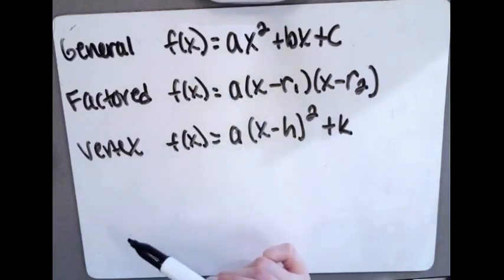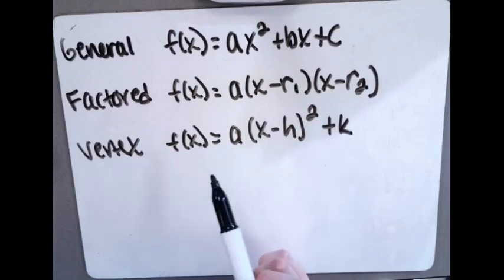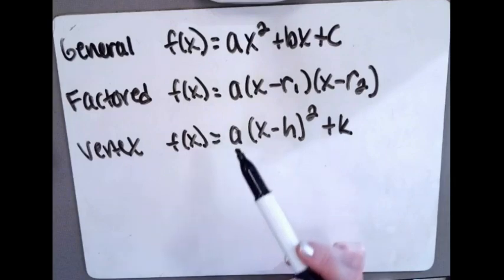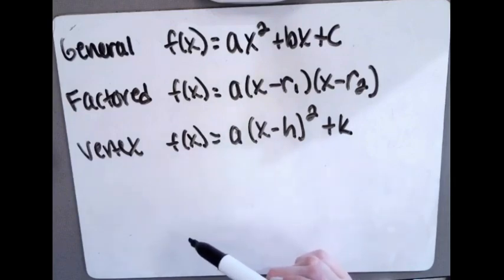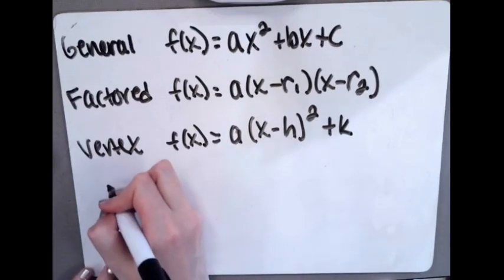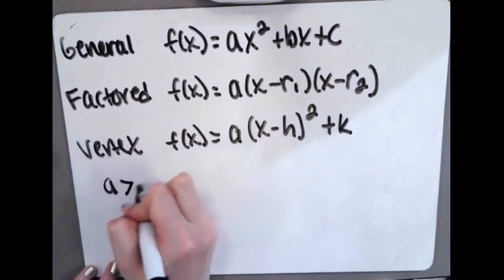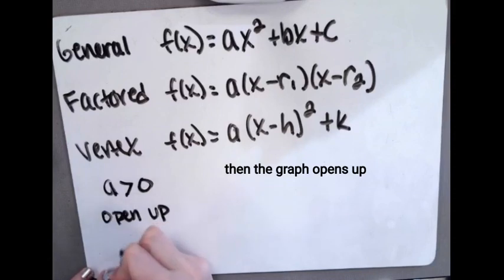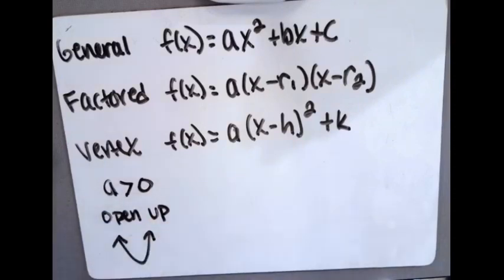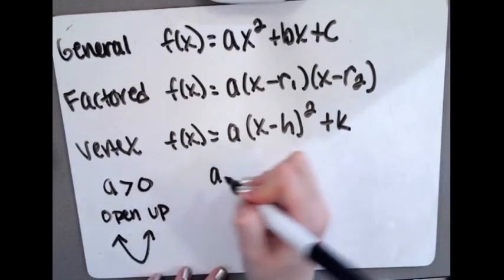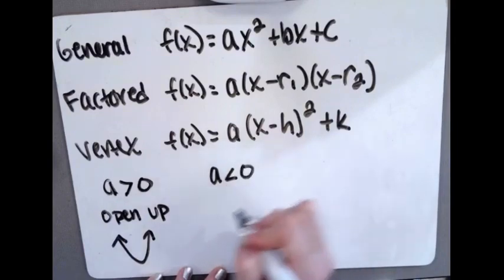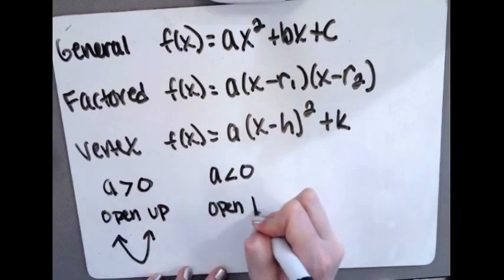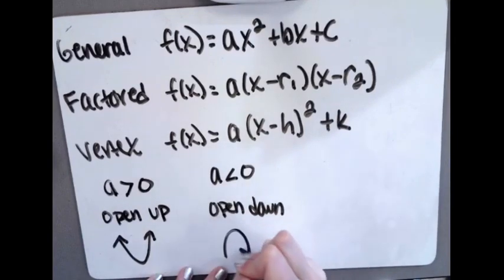So a controls how wide or narrow the graph is, but the most important thing to know about a is that the sign of a controls whether the graph opens up or down. So if a is a positive number, a number greater than 0, then the graph will open up. If a is negative, a number less than 0, then the graph will open down like a rainbow.